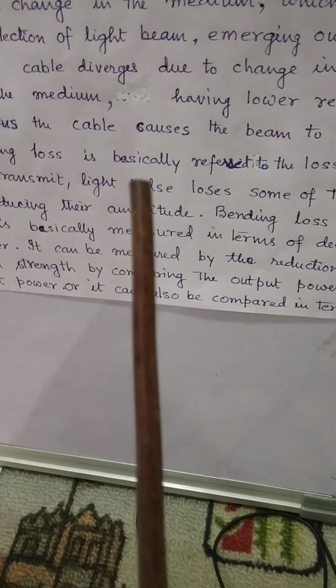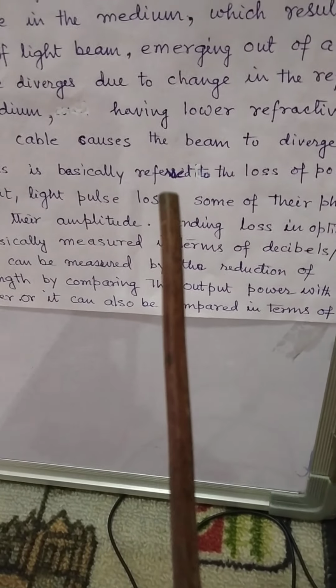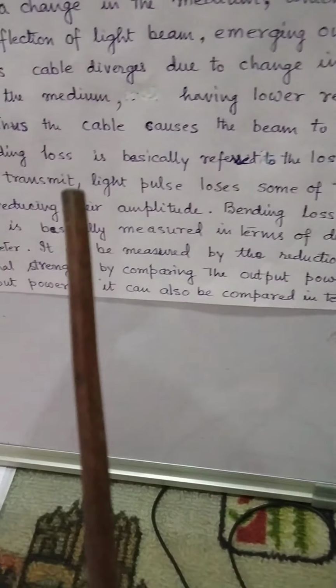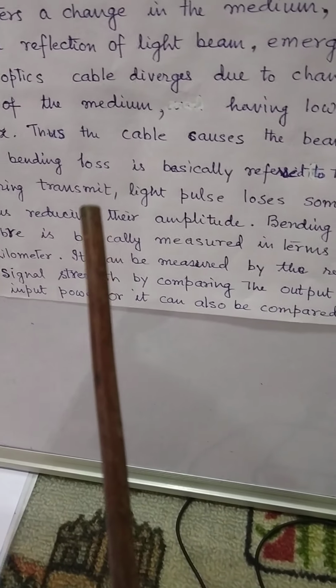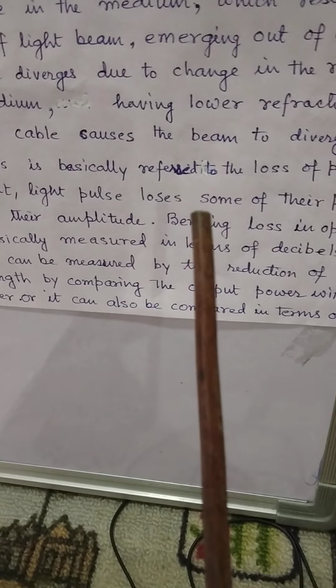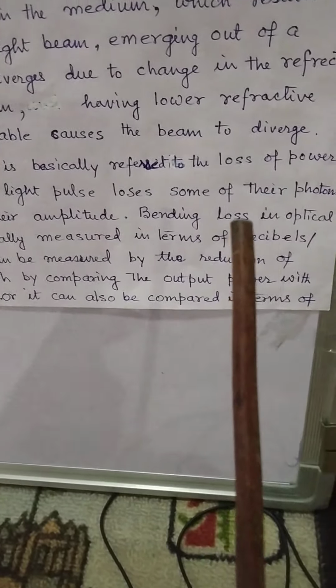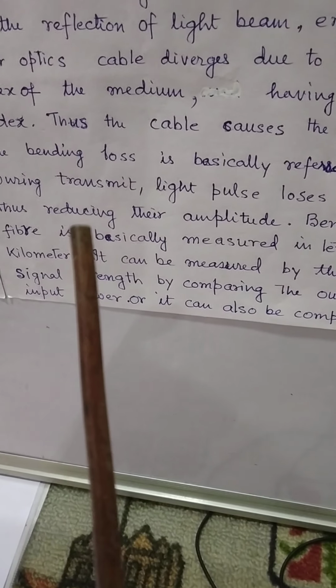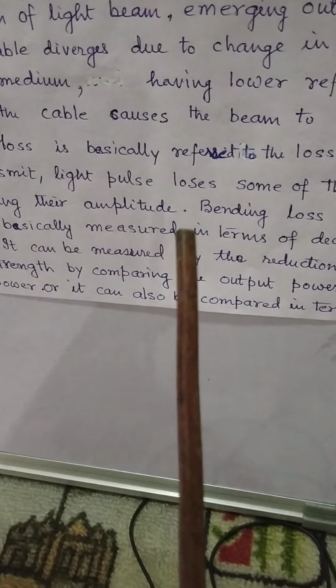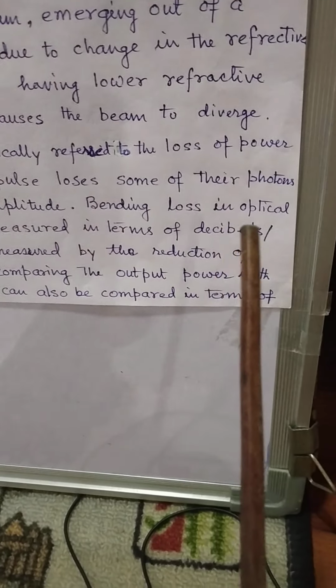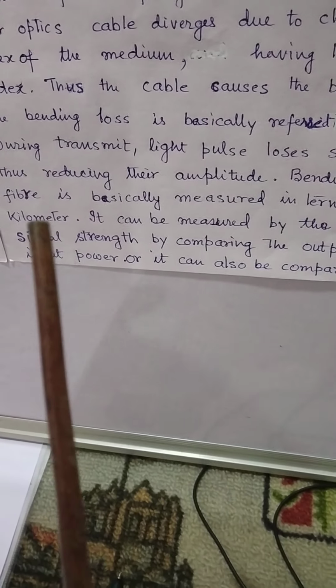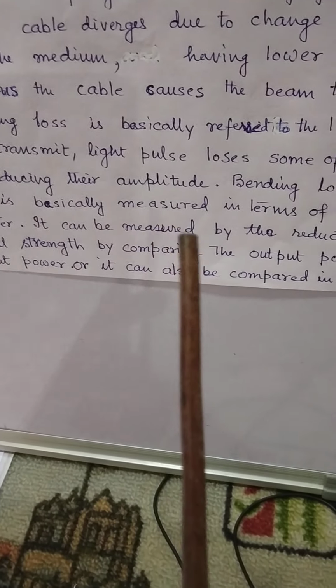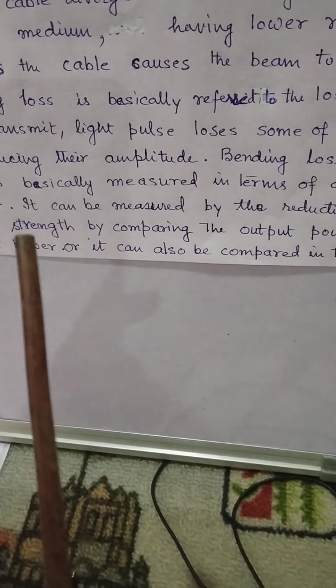The bending loss is basically referred to as the loss of power during bending. The light pulse loses some of the photons, thus reducing its amplitude. Now, bending loss in optical fiber is basically measured in terms of decibel per kilometer.